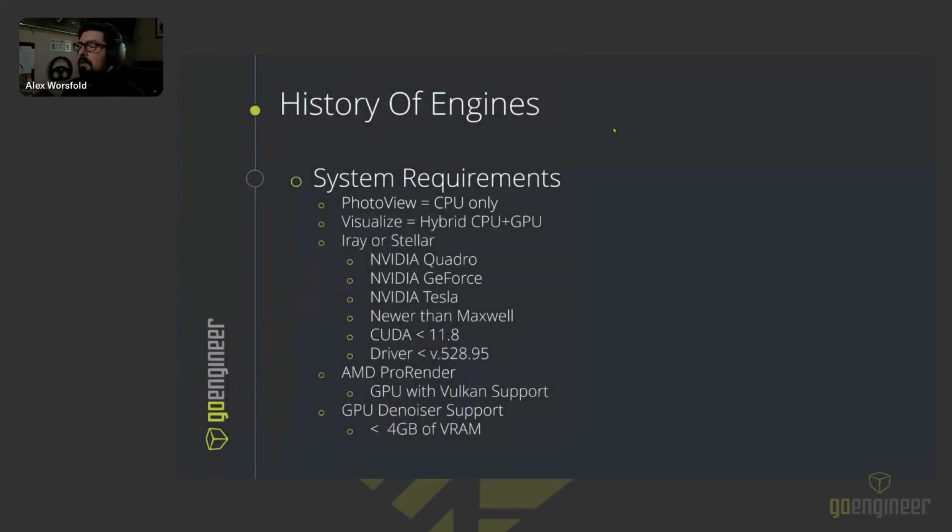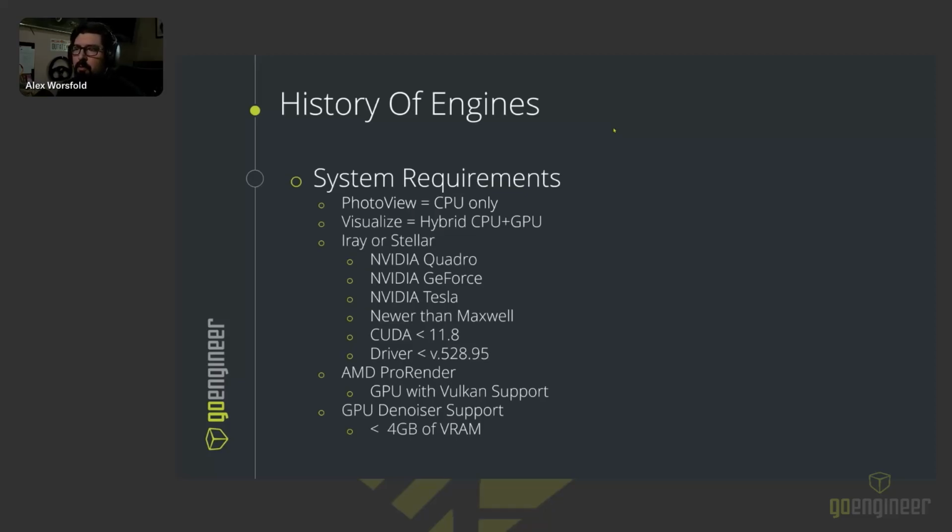Now, as far as what the system requirements are, PhotoView was only based upon your CPU. So that means that rendering times could be quite slow if you didn't have a really fast processor. But today, in Visualize, it's a hybrid approach where you can use both the CPU and the GPU in order to render any scenes, animations, things like that.